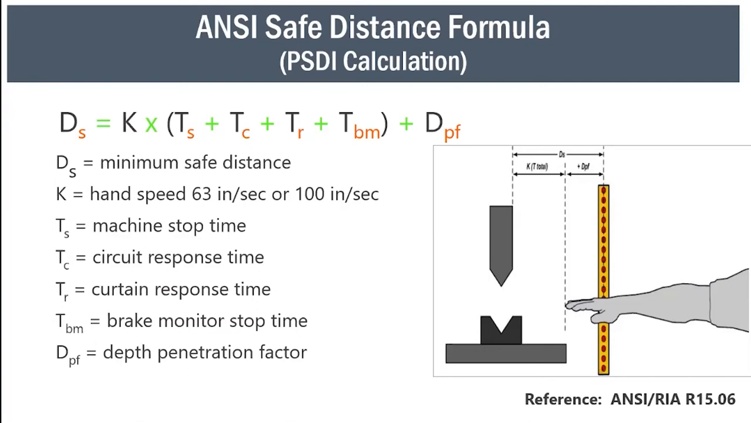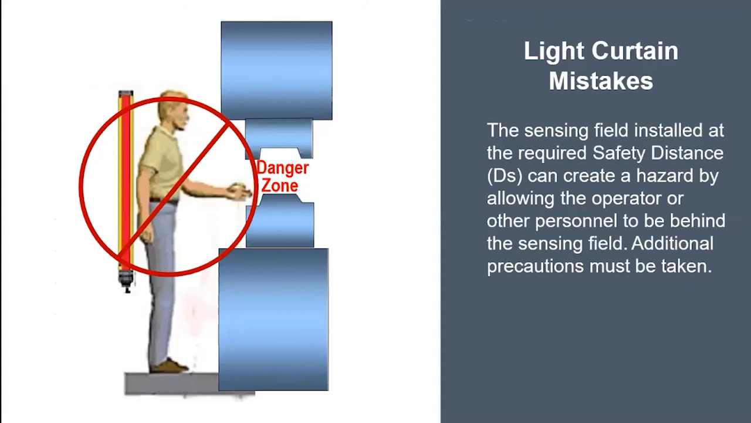If a light curtain has been retrofitted onto a machine by the local folks, chances are they haven't done that safe distance calculation, so you really don't know. There is actually equipment out there to use in a situation like that, where you can physically measure the stop performance of a machine to validate that the presence sensing device is appropriately positioned.